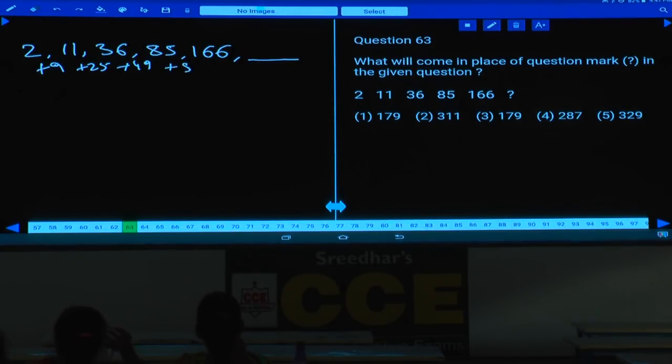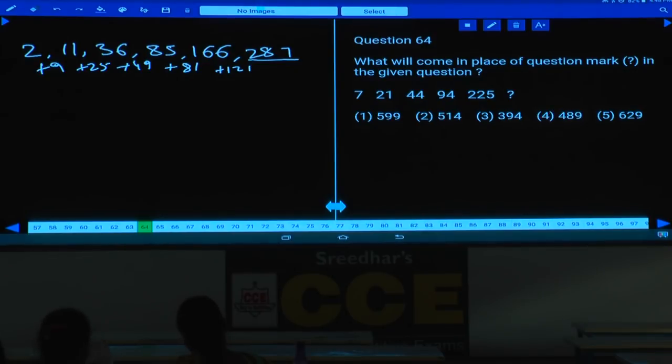Next one is 9 square. 9 square is how much? 81. 3, 5, 7, 9. Next one, 121. 6 plus 1 is 7, 6 plus 2 is 8, and 1 plus 1 is 2. Hence 287, that is choice 4. 63, choice 4.